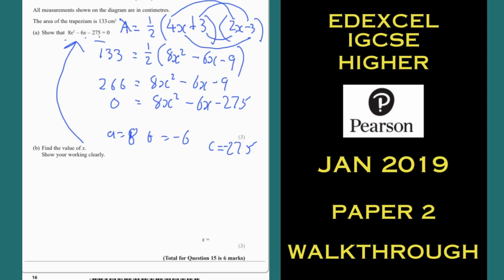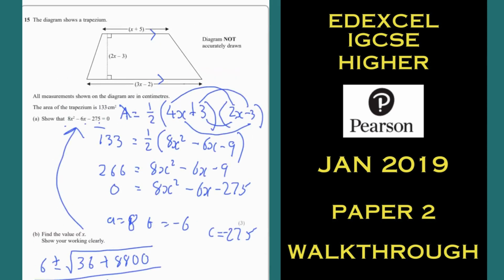So even if you can't do A, you should be still having a bash at the formula for part B. 6 plus or minus, B squared is 36. We've got a minus times a minus. And for the 4AC, 8,800. Now 6 minus everything, you get a minus 5.5.